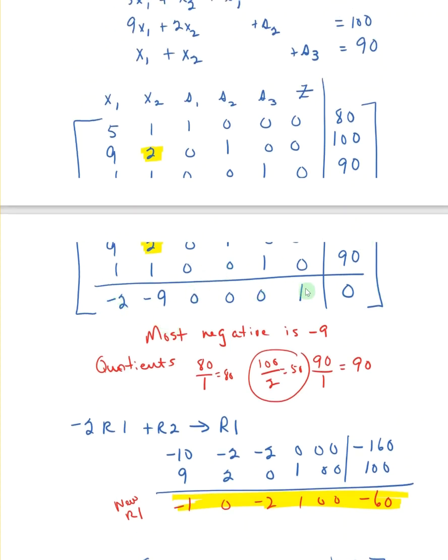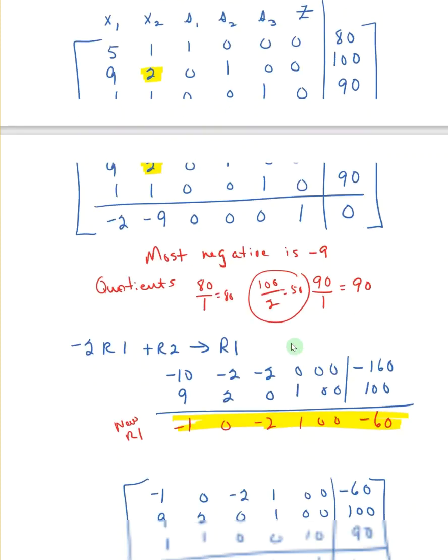The most negative indicator is -9. In that column, and this is a split screen, I'm sorry about that, but in that column, the quotients are 80 over 1, 100 over 2, and 90 over 1. Well, the 100 over 2 is the smallest quotient. So here's our pivot in row 2. We will not change row 2.